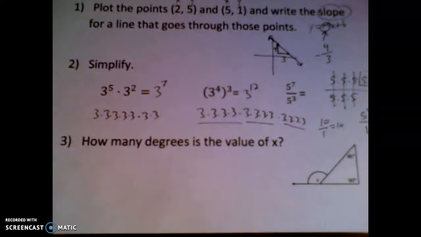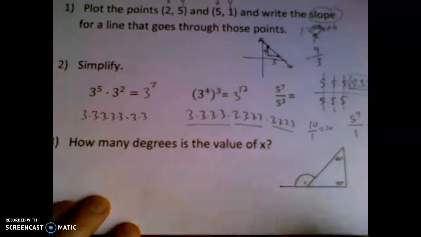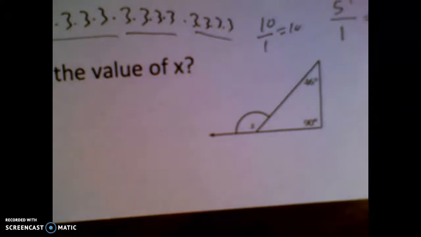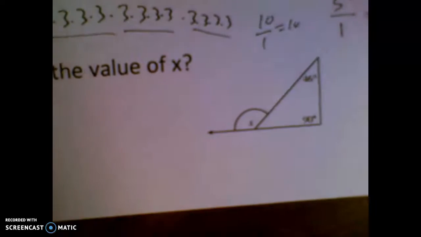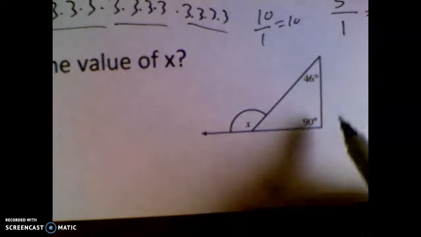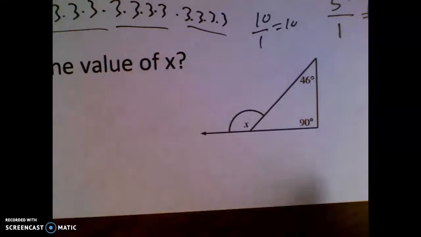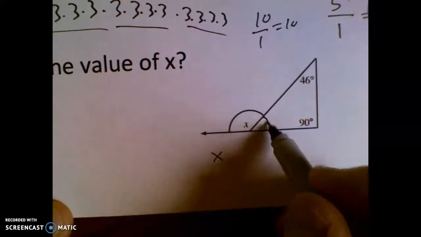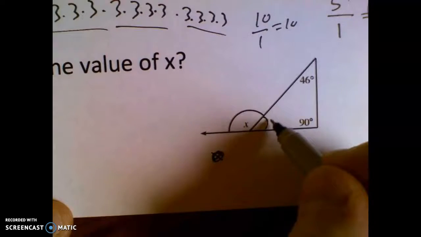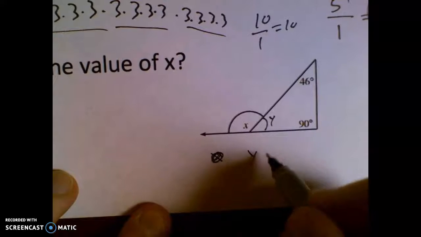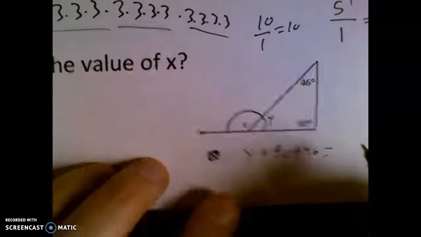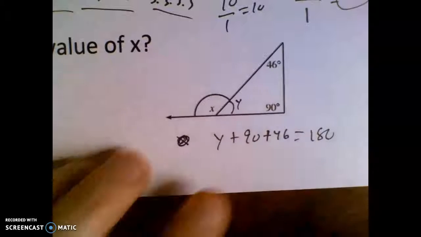And lastly, how many degrees is the value of x? That would be this one right here. And our triangle, or any Euclidean triangle, has 3 interior angles that add up to 180 degrees. So some value, actually you won't use x there, maybe I'll use y for this one. y plus 90 plus 46 is going to have to equal 180 degrees.